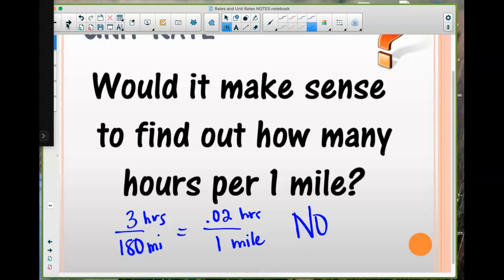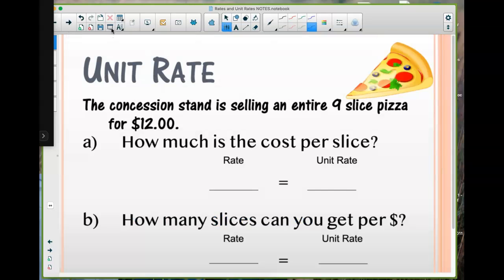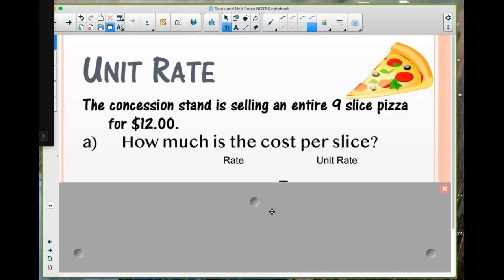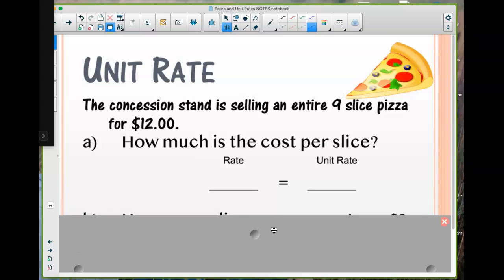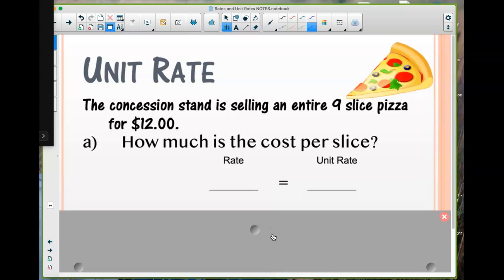Okay, last problem we're going to do. We're going to do this in 2 parts. Okay, concession stand is selling an entire 9-slice pizza for $12. Okay, so let's say we could actually go to basketball games and we're not in the middle of a pandemic. And you were going to go to a basketball game and you got there and you were going to buy an entire pizza. Hopefully you're not going to eat it all yourself. Maybe you're going to share with your friends. Maybe you'll eat it all yourself. I don't know. But the whole pizza is 9 slices and it would cost you $12.